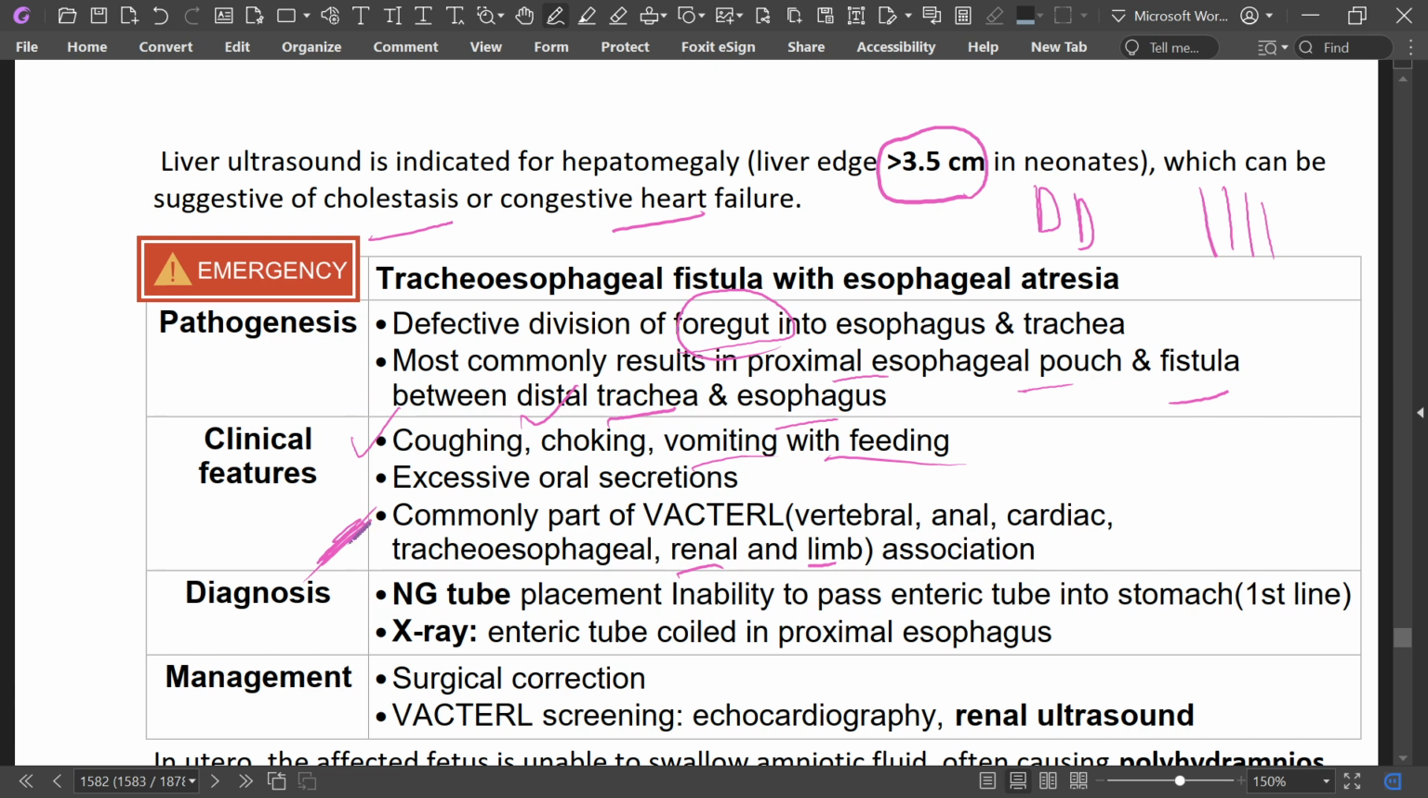Diagnosis is NG tube placement, that means inability to place the enteric tube into the stomach. If you are unable to insert the NG tube into the stomach, then you will suspect that this may be a case of this. On X-ray, the enteric tube is coiled in the proximal esophagus.